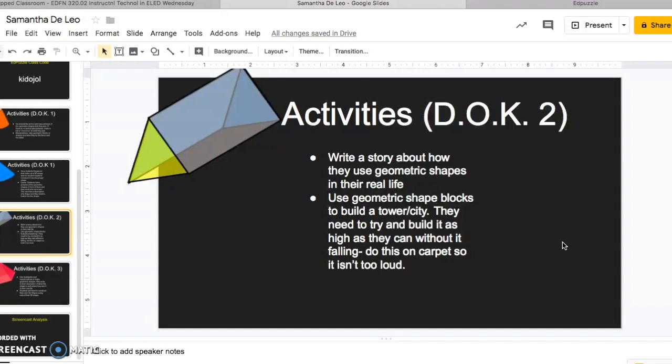And then for the next activity, I have the students building a tower or a city out of the geometric blocks, and they need to try and build it as high as they can without it falling. And definitely for this one, I would be careful about getting too loud or too rowdy, so definitely have this on the carpet, or have foam blocks or something that's not so loud when they fall, just because of sensory issues for other children.